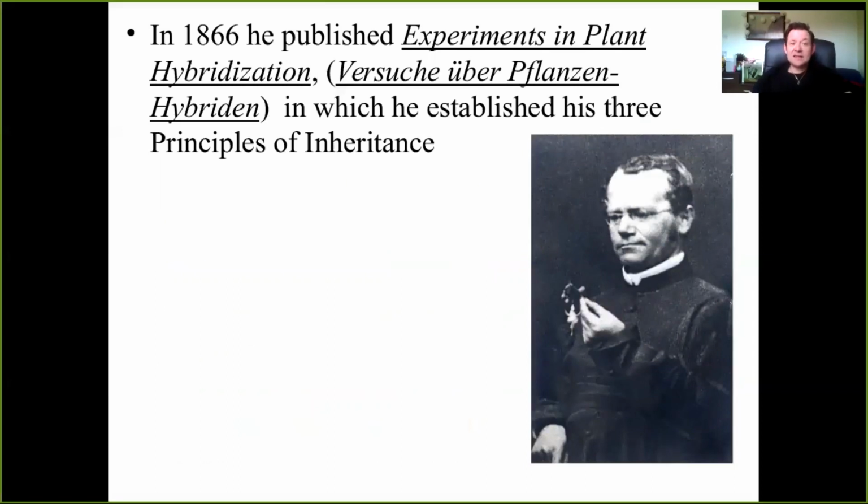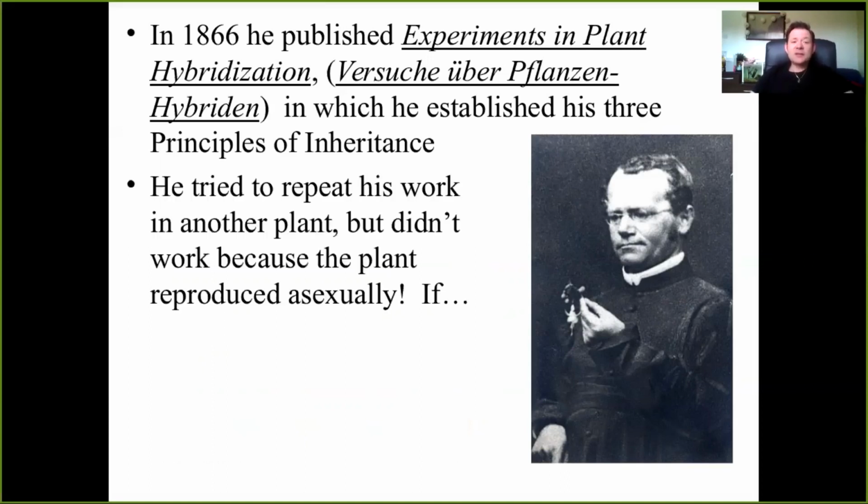In 1866, he published Experiments on Plant Hybridization, I'm not going to try and pronounce the German version of it, in which he established his 3 principles of inheritance. He tried to repeat his work in another plant, but it didn't work because the plants reproduced asexually. So they basically just budded and produced copies of themselves. So they didn't have this merging of different traits, these different alleles, in the same way that plants that reproduce sexually do.